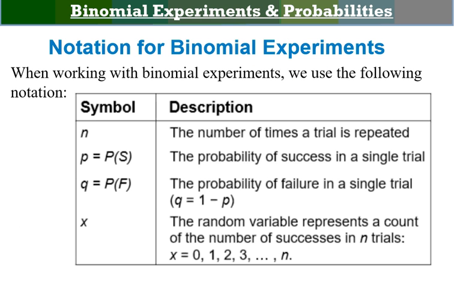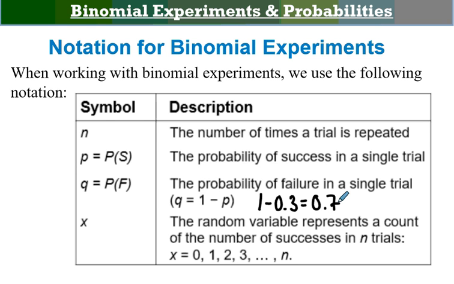When working with binomial experiments, we use the following notation. So n stands for the number of trials that we're going to repeat. Little p stands for the probability of a success in each trial. Lowercase q stands for the probability of a failure. You'll note that the probability of a failure is equal to 1 minus the probability of a success. For example, if there's a 30% probability of success, then 1 minus 0.3 would tell me that there's a 70% chance of a failure. So they complement one another in making 100%.